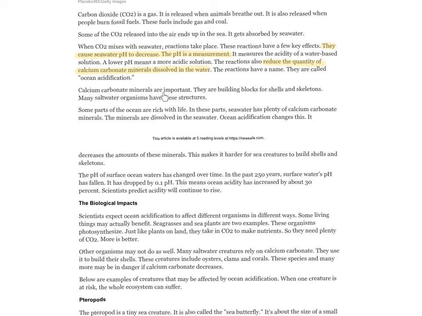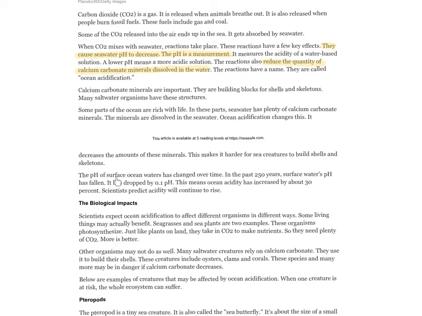Calcium carbonate minerals are important. They are the building blocks for shells and skeletons. Many saltwater organisms have these structures. Some parts of the ocean are rich with life. In these parts, seawater has plenty of calcium carbonate minerals. The minerals are dissolved in the seawater. Ocean acidification changes this. It decreases the amounts of these minerals. This makes it harder for sea creatures to build shells and skeletons.